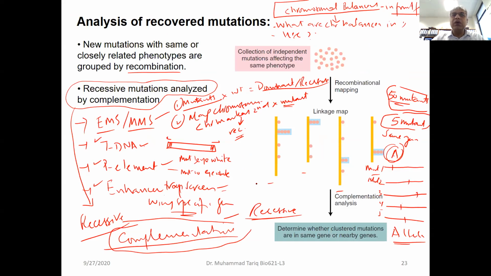So what we do is cross mutant 1 with mutant 2, and then we look at the eyes. There are 2 possibilities. One possibility is that the F1 shows white eyes. The other possibility is that the F1 progeny shows red eyes. So what is happening? Can you guess?